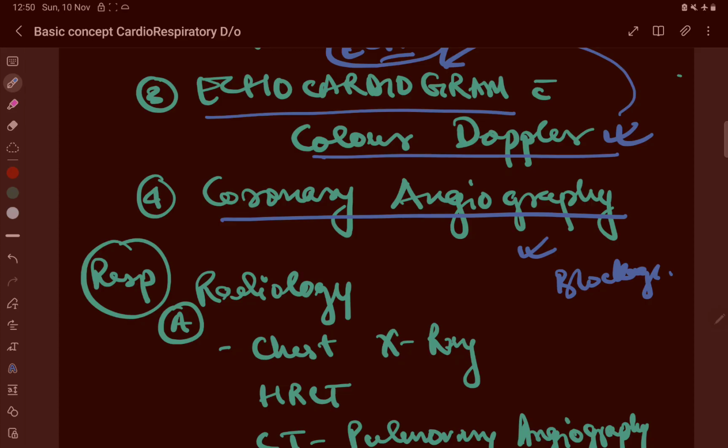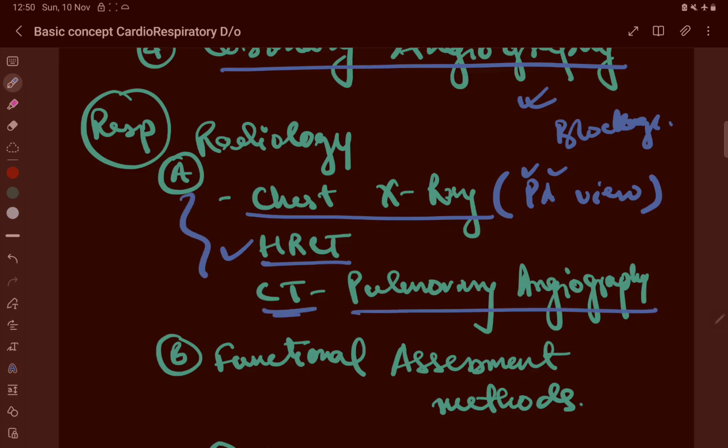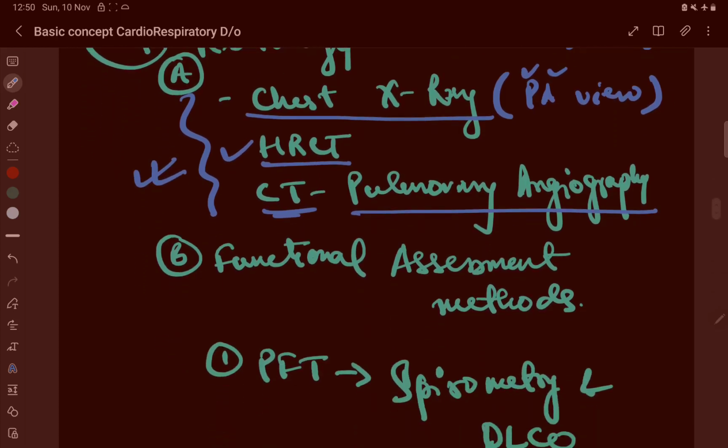Now for the respiratory system, we do the chest X-ray. The chest X-ray we do is the PA view, posterior anterior view. Then HRCT, high resolution CT image, and CT pulmonary angiography. So these are important radiological investigations which we do in respiratory.